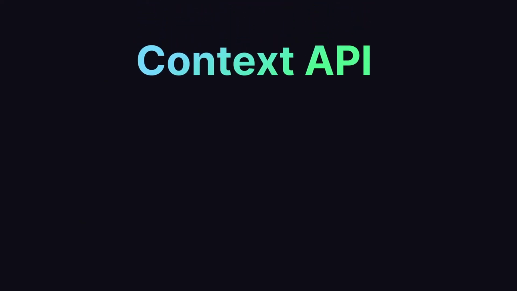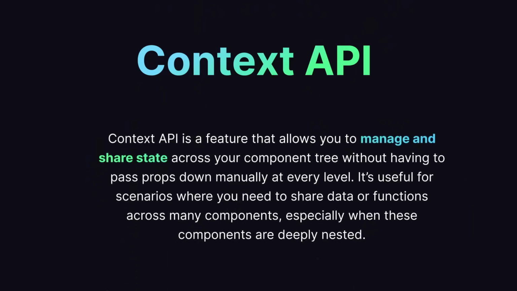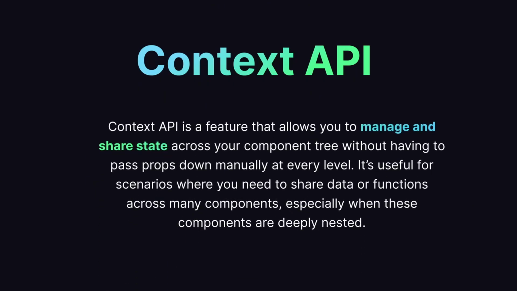So now let's talk about the context API. Context API is a feature that allows you to manage and share state across your component tree without having to pass props down manually at every level of your component tree. It is useful for scenarios where you need to share data or functions across many components, especially when these components are deeply nested, something which we just saw a few seconds ago. So for that we used props, but in this situation we are not going to be using any props. We are going to be using something called the context API, and now let's get into it.